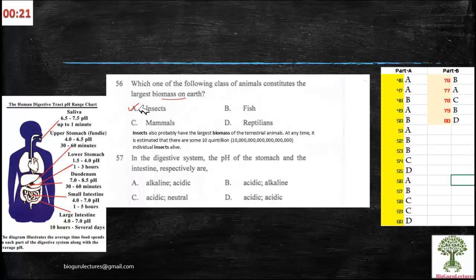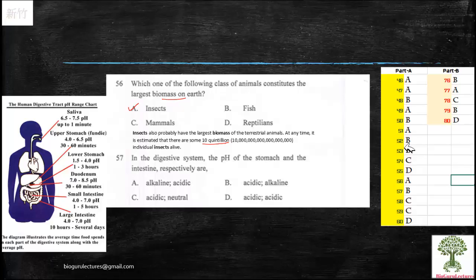So it's insects. I found this interesting information because the insects are really huge in number. 20 quintillion. So this is a really big number, and obviously it is going to lead to a huge biomass of species, particularly terrestrial.